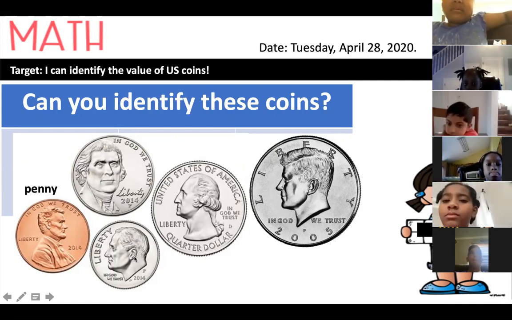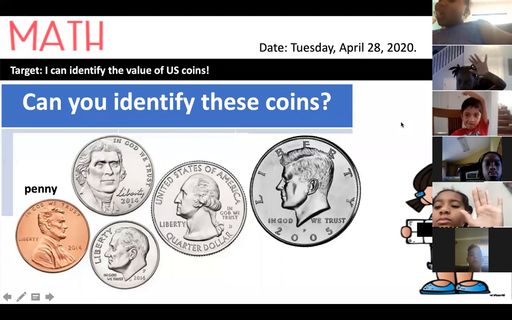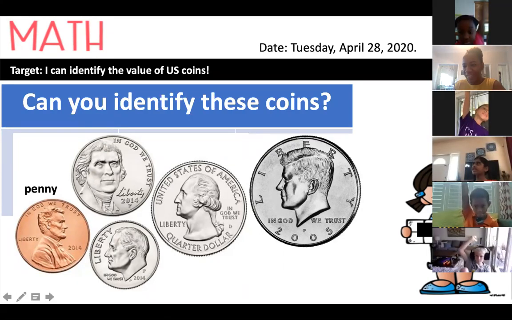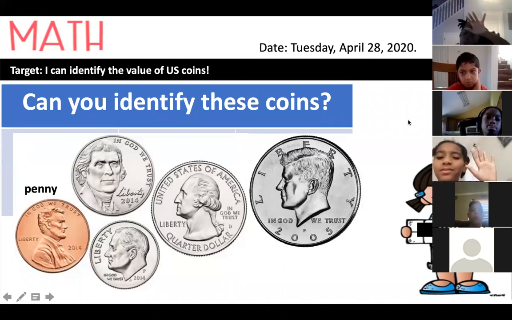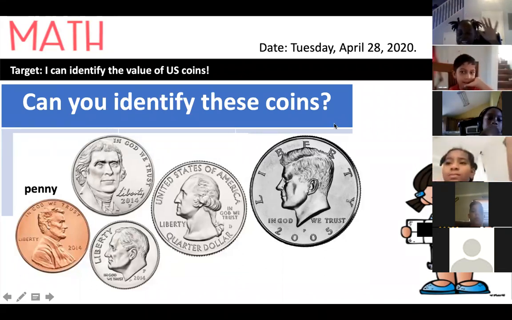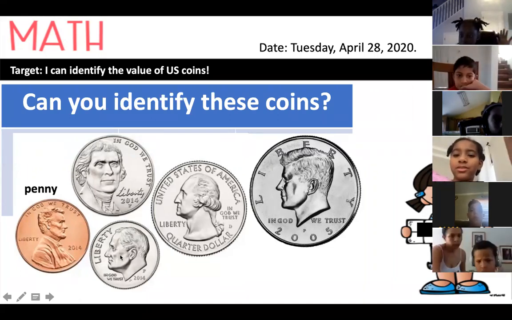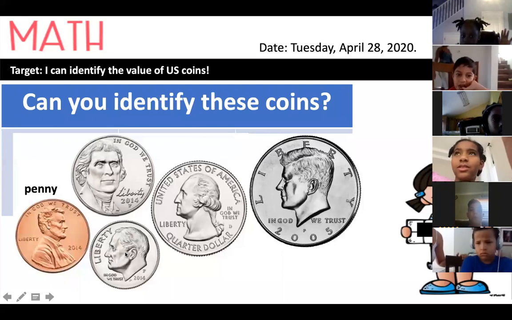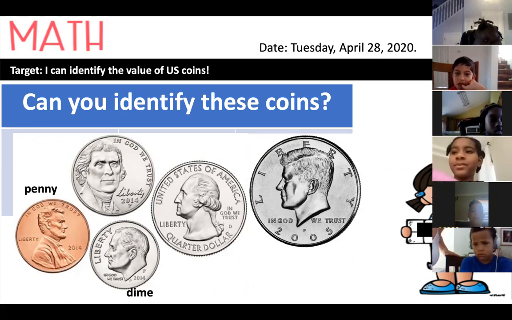What about this coin? Go ahead, Jesse. The small one? Yeah, this one. A dime. Let's see. Correct. Yay, Jesse and Gabby.